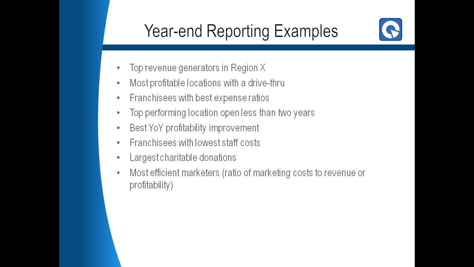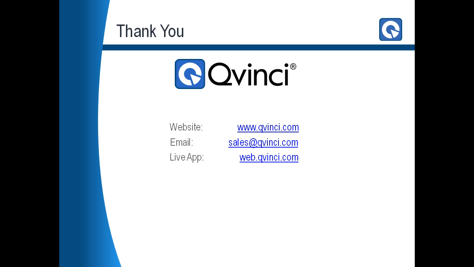Examples of year-end reporting: top revenue generators, most profitable locations. Again, these are things based on using certain properties to really help with accommodating your year-end reporting. That was a quick overview again of just how the solution is really available and what tools are available to help franchisors and franchisees with utilization.